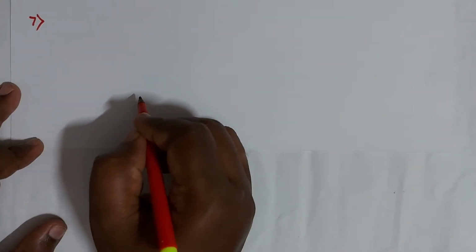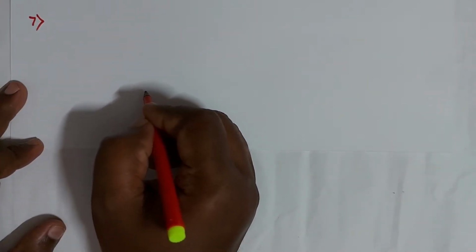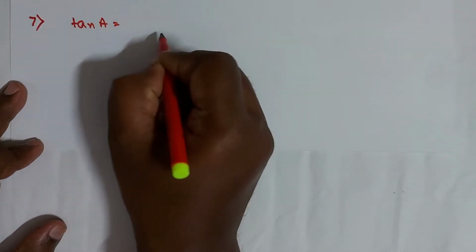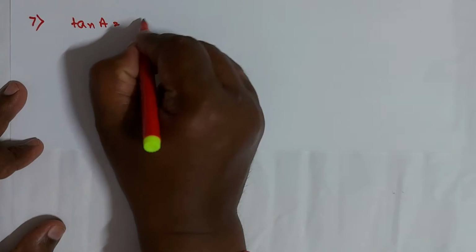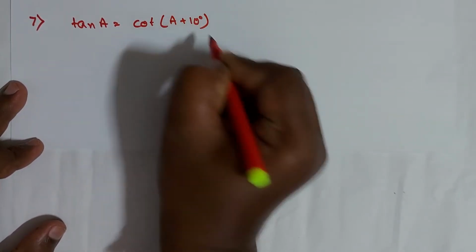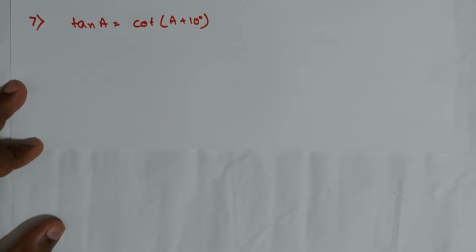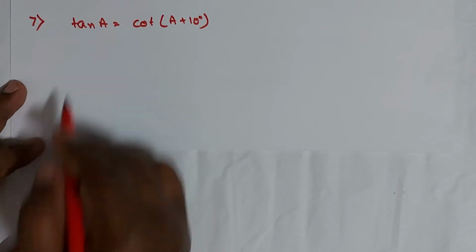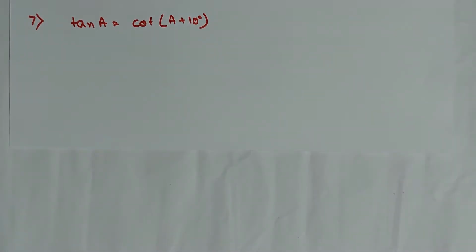Next, question number 7. In question number 7, tan A is equal to cot(A plus 10 degrees). Here it is given that A plus 10 degrees is an acute angle. Similarly, like the previous one, we need to convert this tan into cot, or cot into tan.